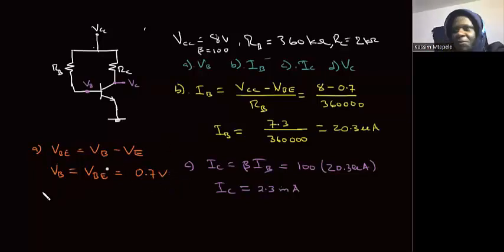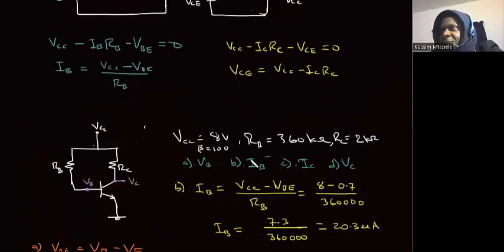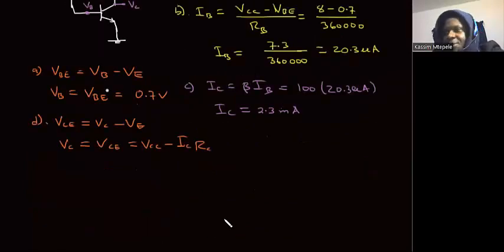Lastly, if we go to part D, we also know that VCE equals VC minus VE. Again, we are using this reasoning here. This gives us VC equals VCE, which, from this equation here, we can calculate as VCC minus ICRC. So we have IC, we have RC, we have VCC.